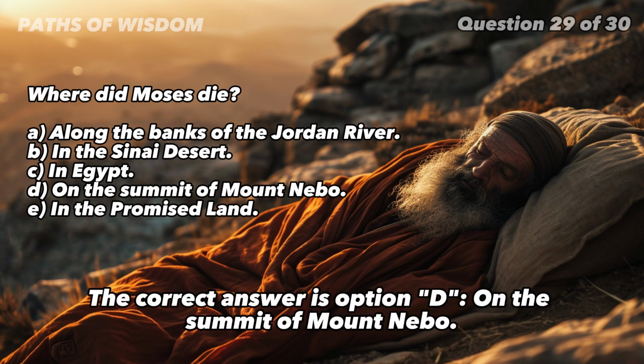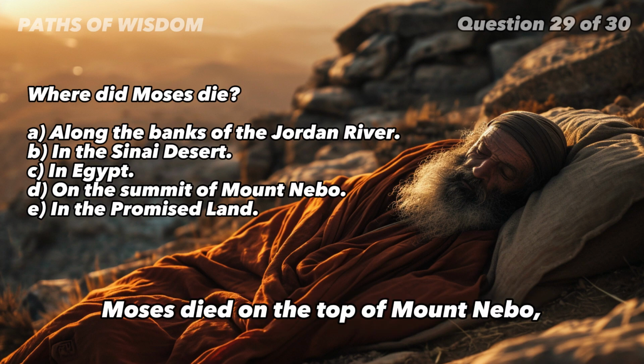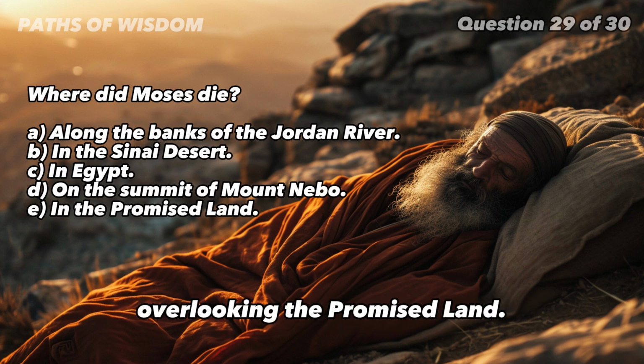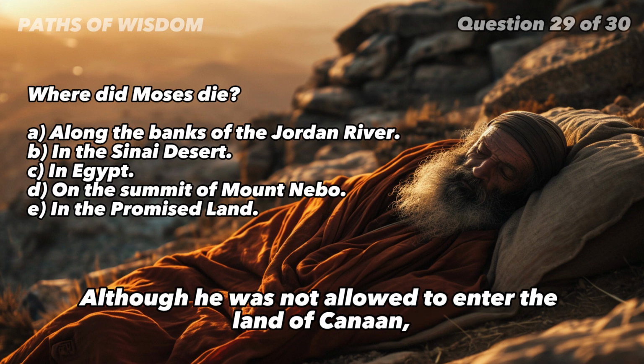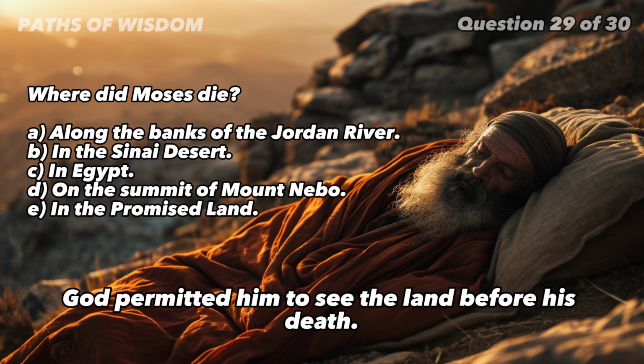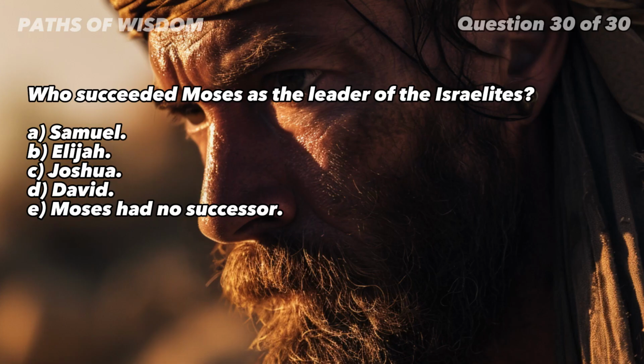The correct answer is option D, on the summit of Mount Nebo. Moses died on the top of Mount Nebo overlooking the Promised Land. Although he was not allowed to enter the land of Canaan, God permitted him to see the land before his death. Question 30. Who succeeded Moses as the leader of the Israelites?